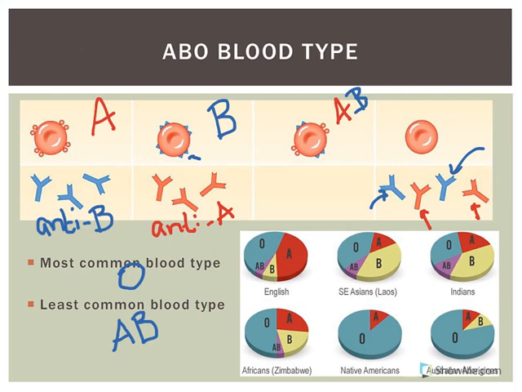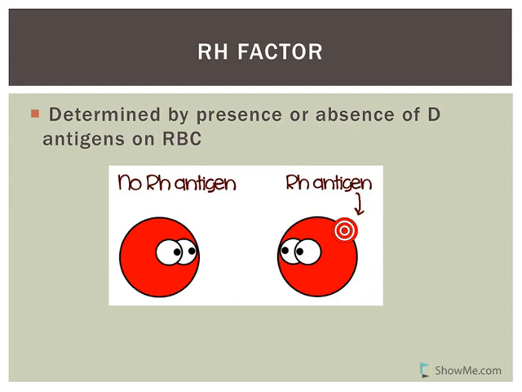So let's go to another blood type, the Rh blood group. The Rh blood group is determined by the presence or absence of the D antigen on a red blood cell membrane. Now, the reason why they call it the Rh factor is because it was originally studied in rhesus monkeys, and rhesus is spelled R-H-E-S-U-S. So the Rh factor, if you're Rh positive versus Rh negative, is determined by whether or not you have that D antigen.